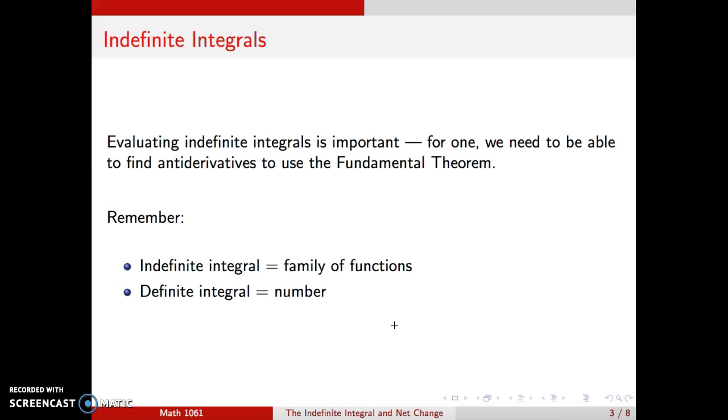This process of evaluating an indefinite integral is important, because we need to find antiderivatives to use the fundamental theorem. That's a big result for us. It helps us compute definite integrals. What do you need? You need an antiderivative. As a reminder, the difference between these two things: for indefinite integrals, we're looking at a family of functions, just a set. For the definite integral, it's going to be a number.